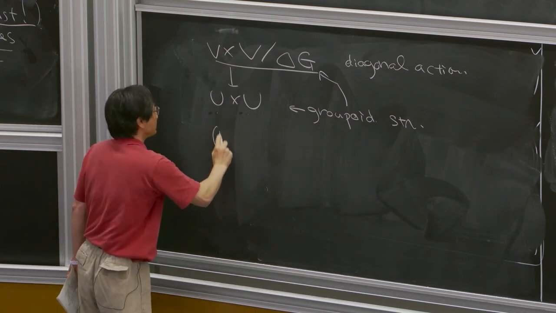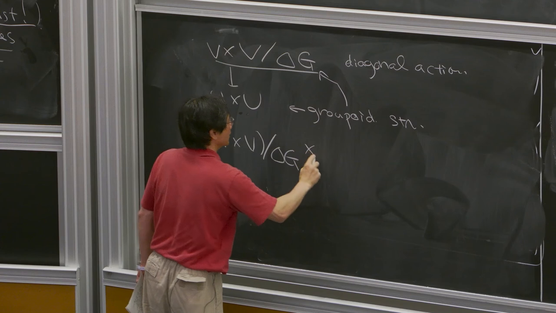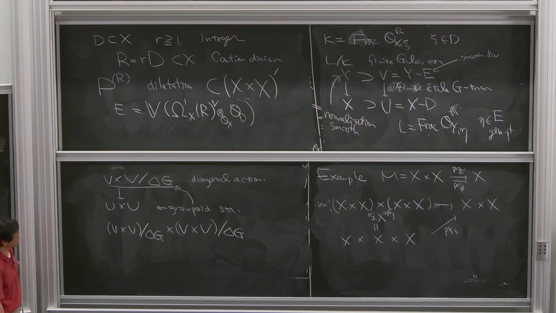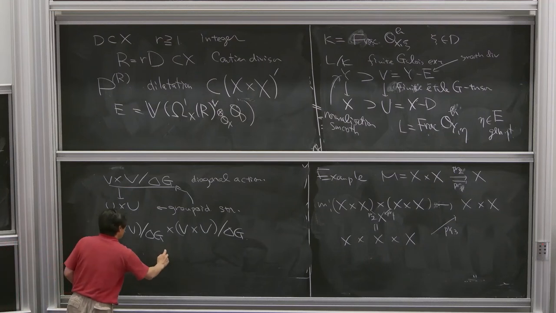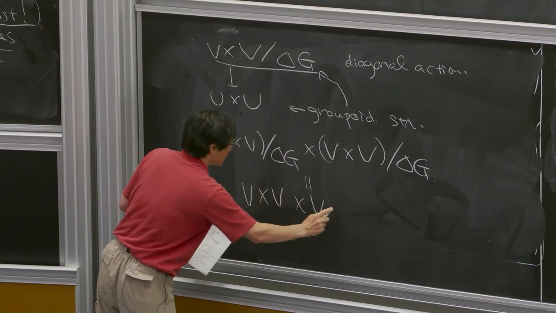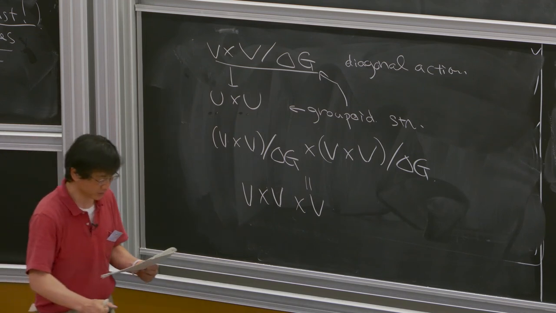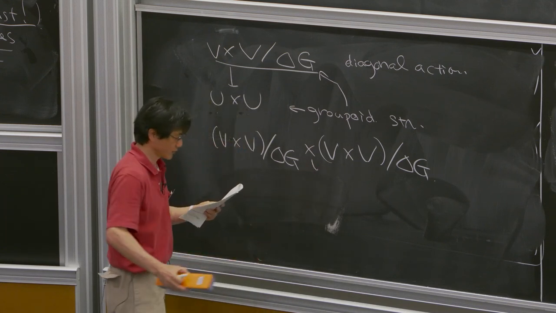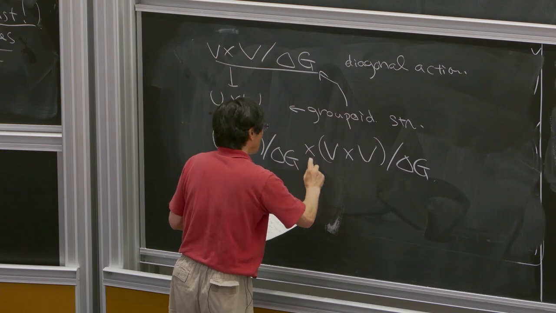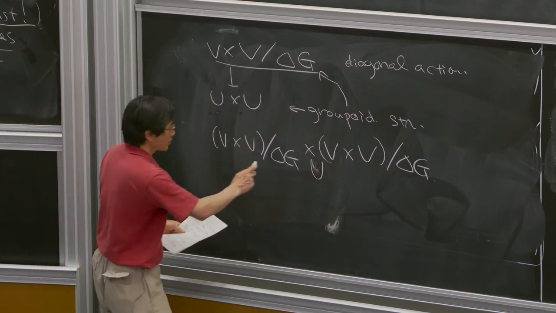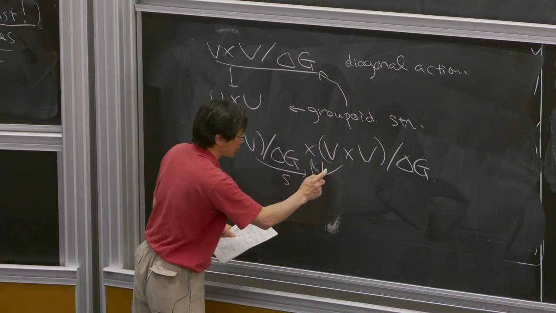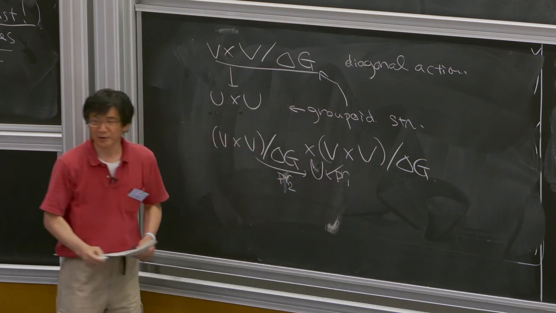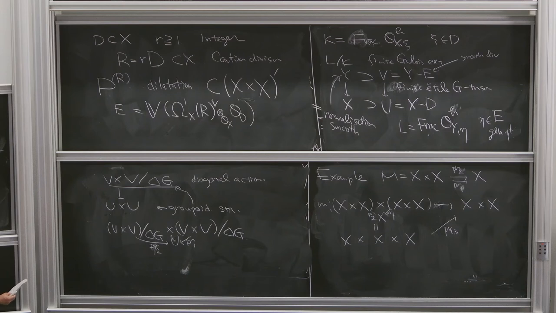So to see this, we compute this quotient product. So we want to have a map here. We want to look at the fiber product over. So here the map is induced by the second projection, and the other map is induced by the first projection. So we want to compute this fiber product.